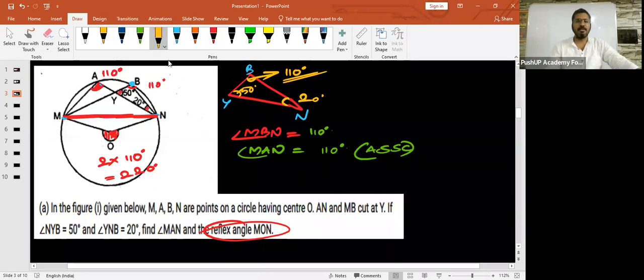So you just need to write reflex angle MON. Please do write the word reflex, otherwise you will not get marks. Okay? Because there is a difference between writing only an angle and a reflex angle. Both are two different things, right? So children, reflex angle MON would be 2 times 110 degree, which is equal to 220 degree, and mention the property, reflex angle property. That's all. Okay, good. Next question.